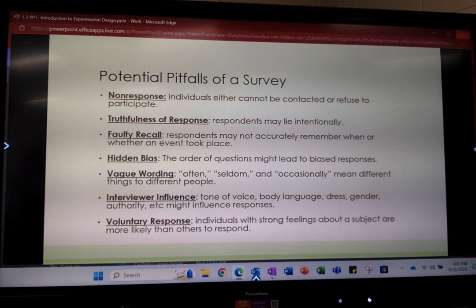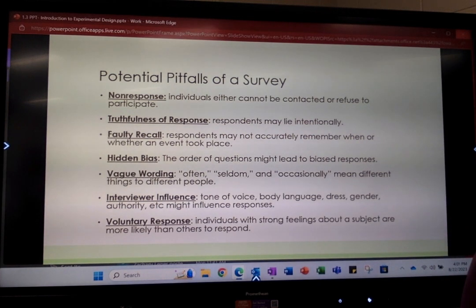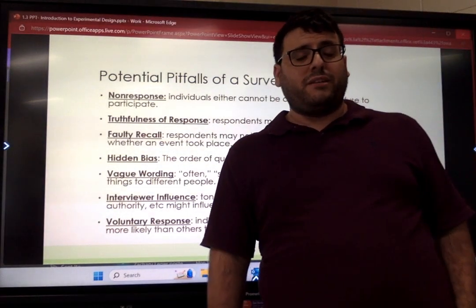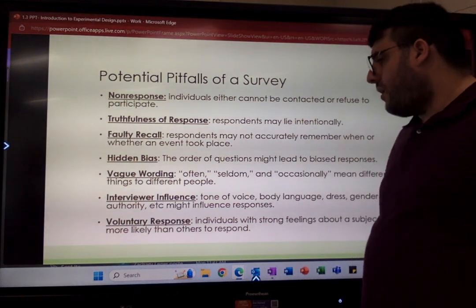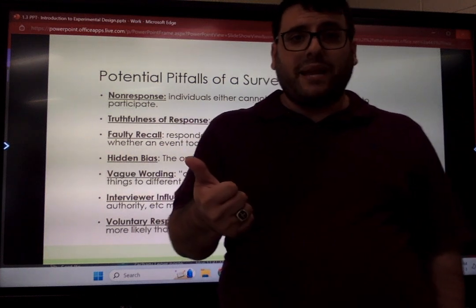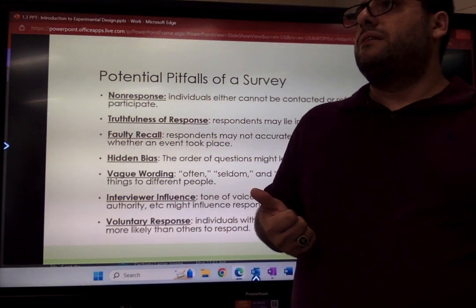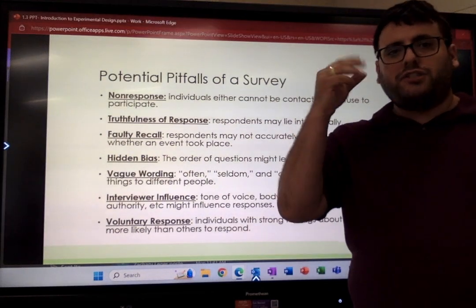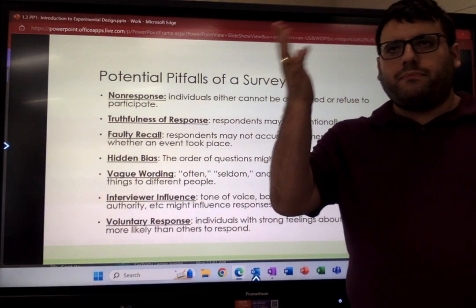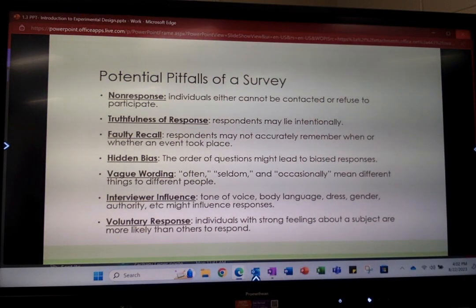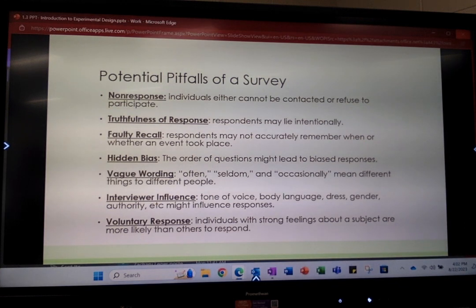And then, of course, voluntary response. Individuals with strong feelings about a subject are more likely than others to respond. And not just respond, but respond in great fashion. And also, because they have strong feelings about a subject, sometimes they may not be as well informed, or sometimes they might have their bias clouding their judgment or clouding them being well informed of the subject. So a study with voluntary responses is interesting, but it may not be reflective of the population.